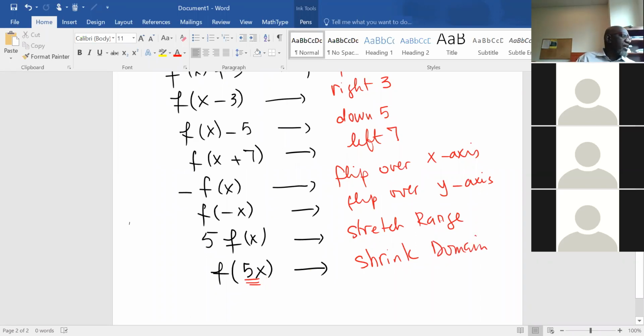Okay, so these are the transformations. Now on my test, I will not try to make it hard. For you, you have to know, at least, when to go up, when to go down, when to go to the right, when to go to the left, when to flip over the x-axis, and when to flip over the y-axis. For the domain and the range, I do ask about them, but not a lot, okay?